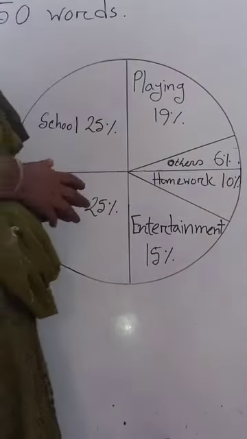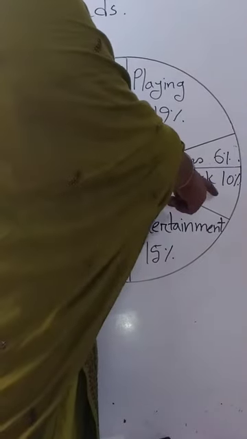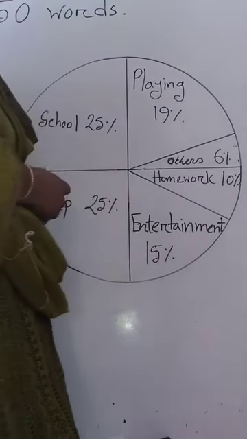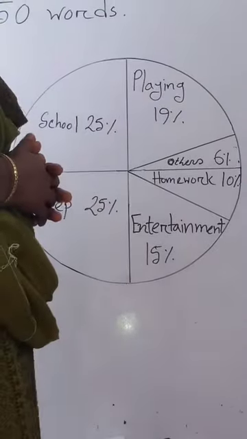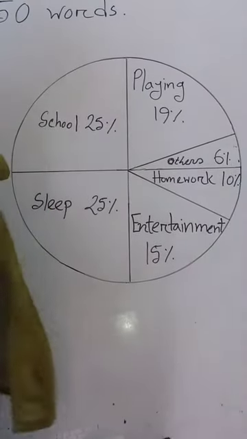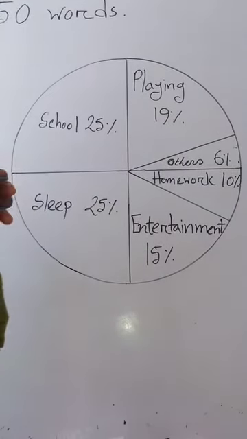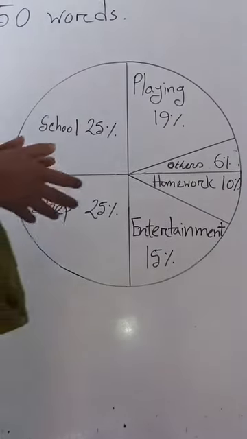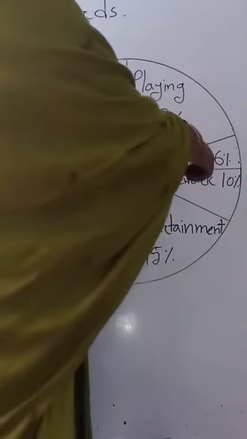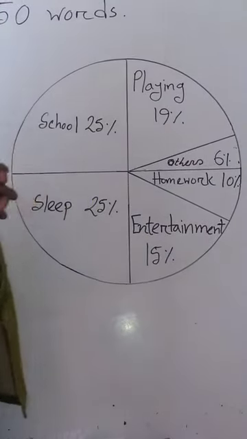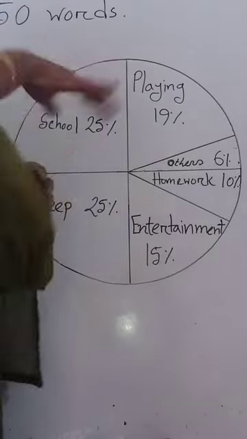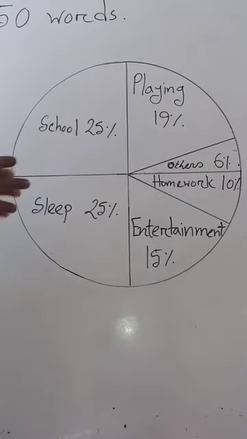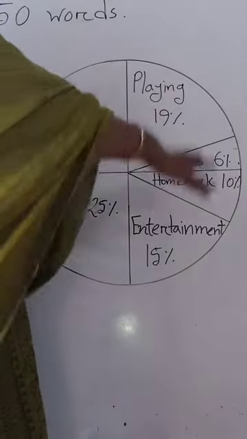Next, we find that she does her homework very well, and 10% time she does her homework, and for other works such as ablution, bath, meal, and so on, this kind of work is done for only 6% time. And this is the description of the graph. This is the description of the pie chart.